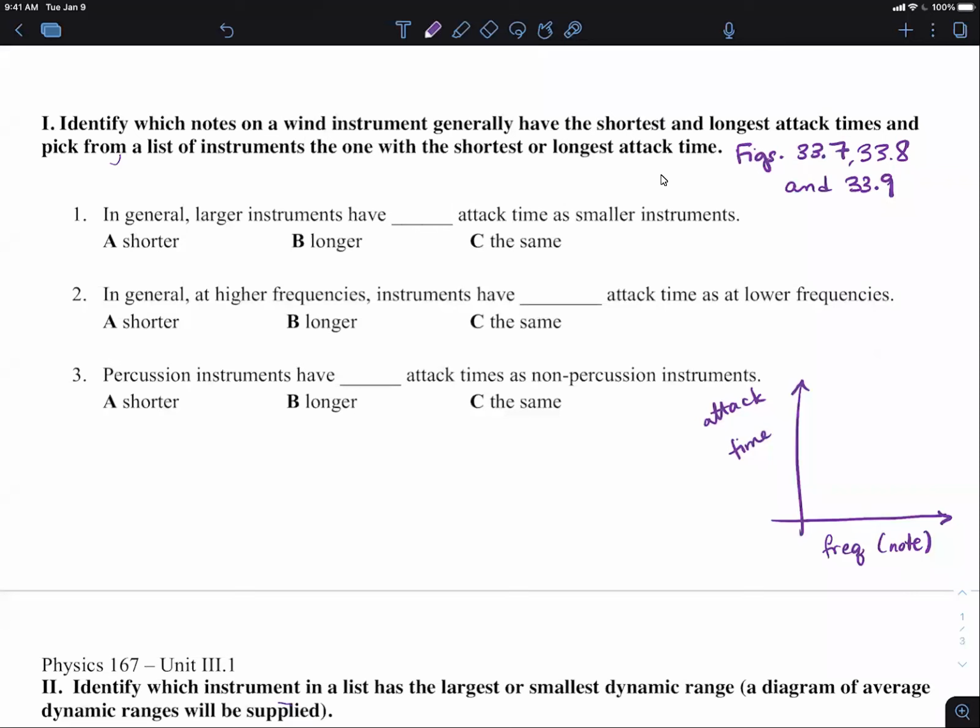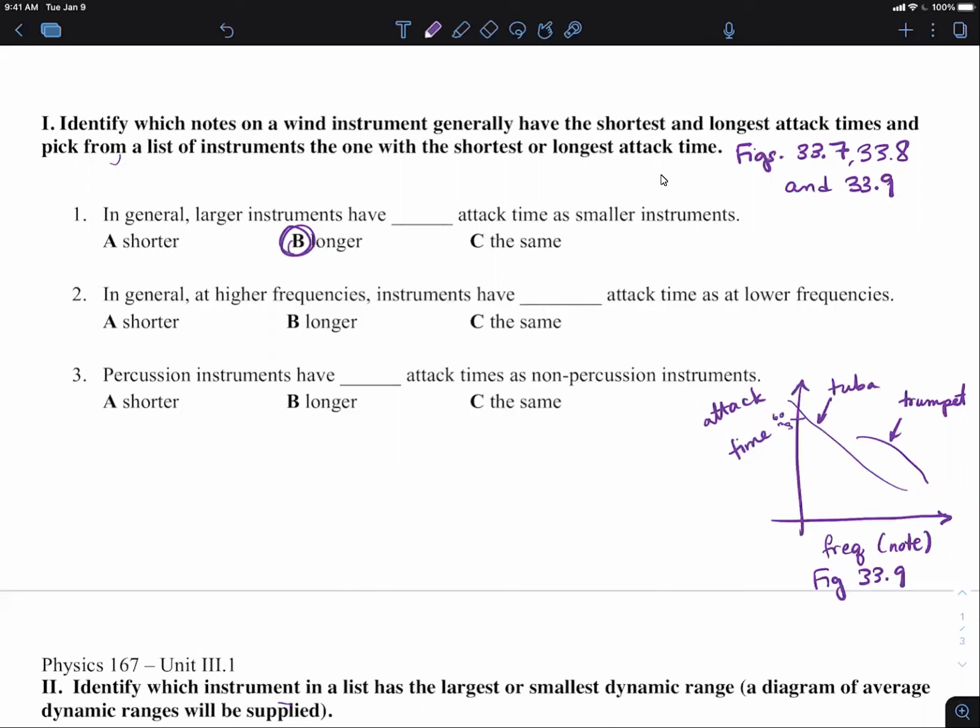So the tuba, for example, starts up here at above 60 milliseconds, whereas the trumpet, which has a higher range, kind of goes over here. So this line would be the tuba line. This line would be the trumpet line from figure 33.9. So in general, larger instruments will have longer attack times than smaller ones. It takes longer for the air to go down and back, reflect off the end and set up the standing wave in the tube, or it takes longer for the vibration to travel along the string when they are bigger instruments.